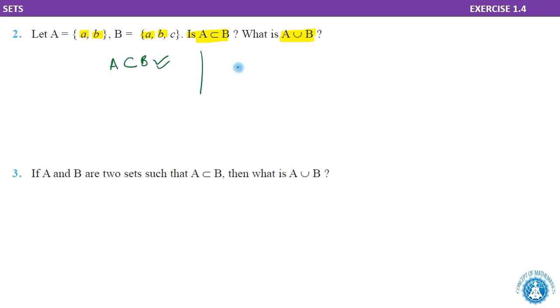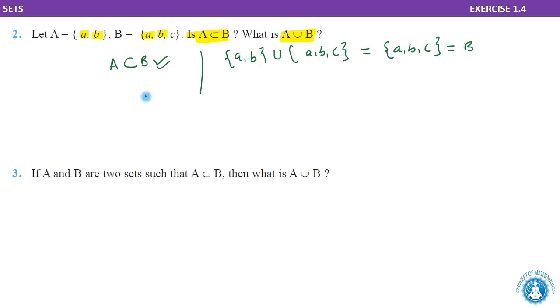The second part is, what is the union of A and B? Then we will write A, B, union A, B, C, and the union of these sets will be A, B and C. Or it is equivalent to say it will be B only.